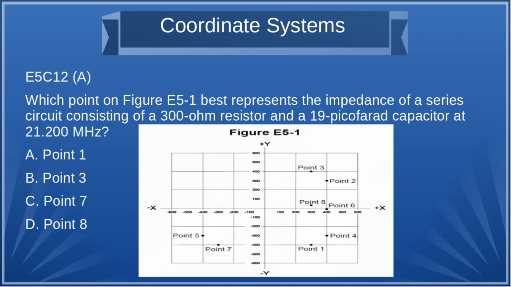Okay, so now we've got a 300 ohm resistor and a 19 picofarad capacitor at 21.2 megahertz. At least they are picking frequencies in the ham bands. Well, it's a capacitor, so it's going to be negative, right? This one will be one point. We have to figure out what one. 300, 300, looks like you don't have a big choice there. You don't need a calculator for that one.